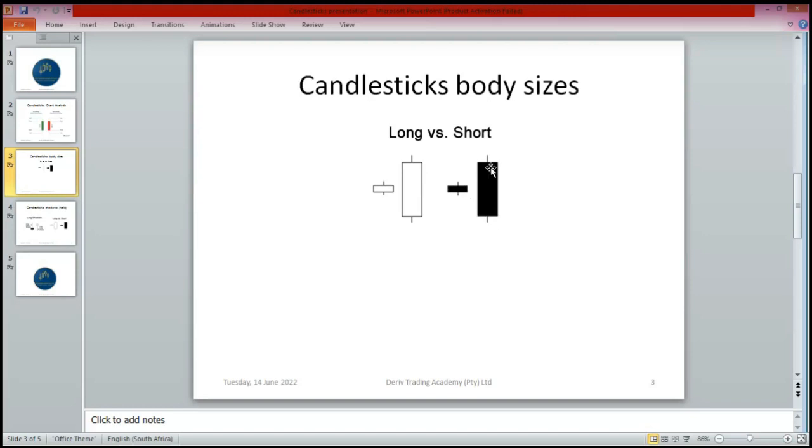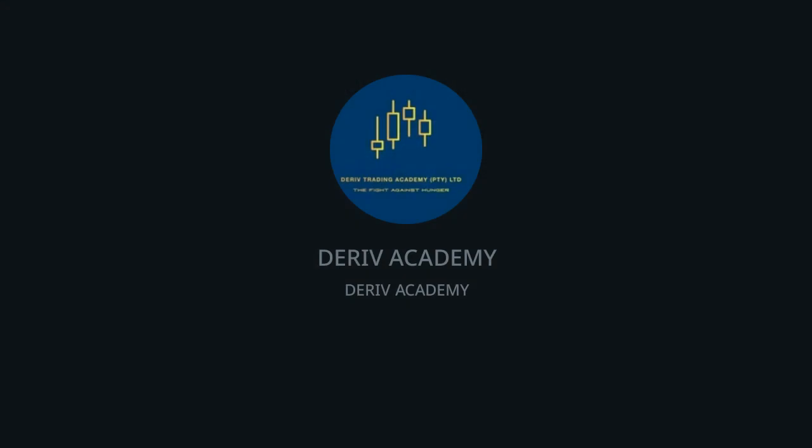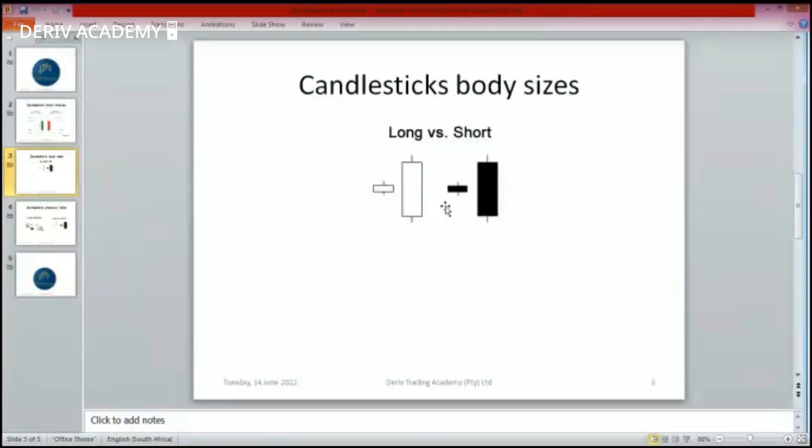Now, what about these short and small candlesticks? Short and small bodies indicate a little buying or selling activity. That means on this one, there was very, very little buying or selling activity.